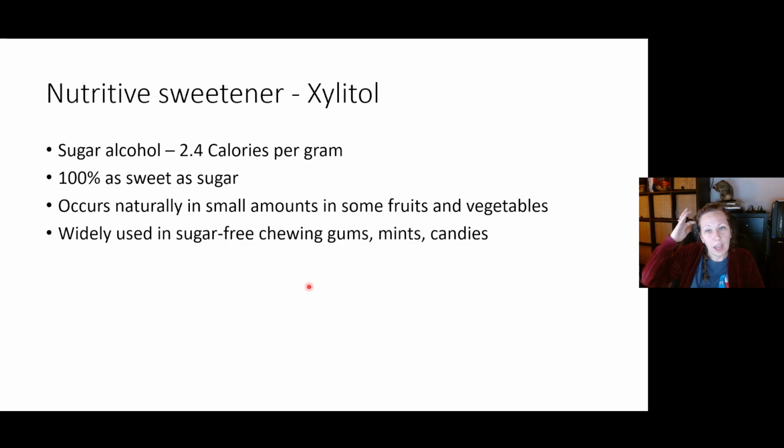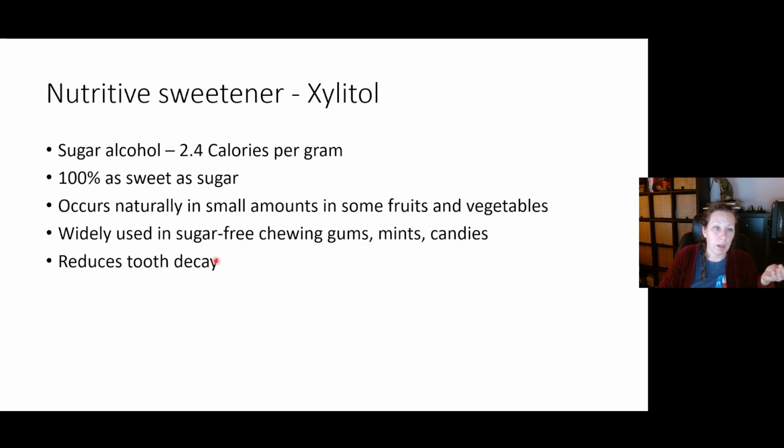Most commonly, I've seen xylitol used in sugar-free chewing gums, mints, and candies. Those are the most common things that xylitol is used for. I've seen before where it's been used in sugar-free peanut butter, and I don't think that's really much the case anymore, and I'll explain why in just a second.